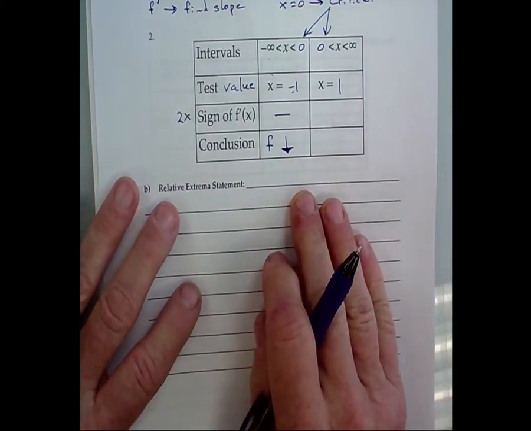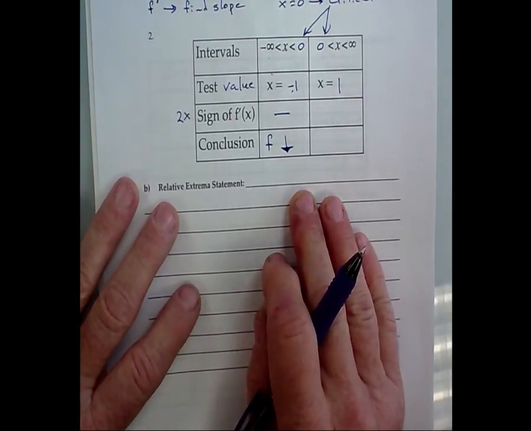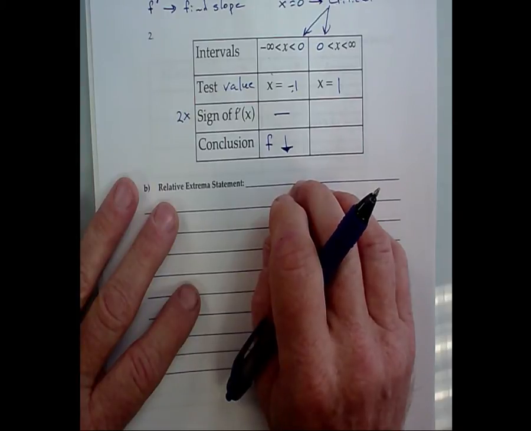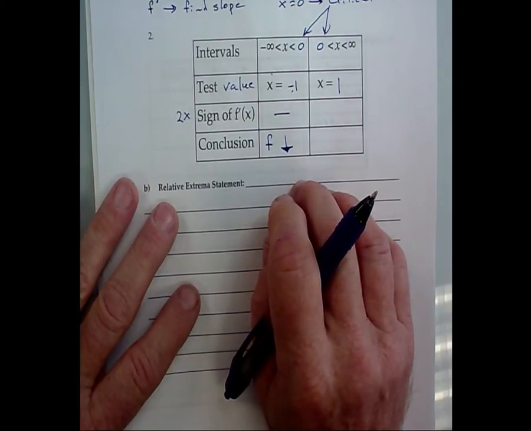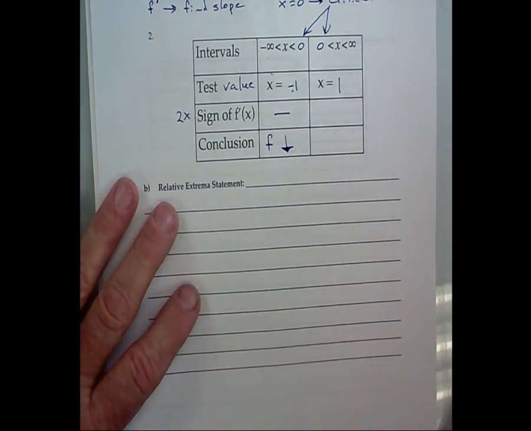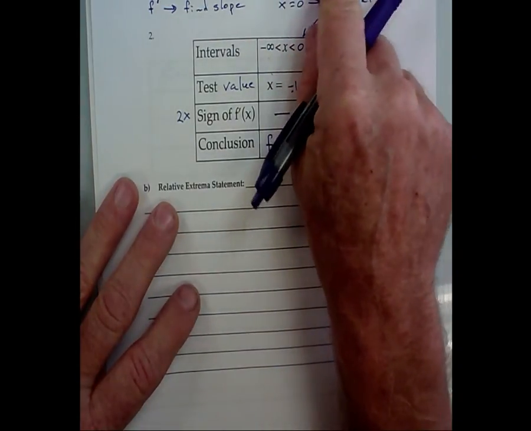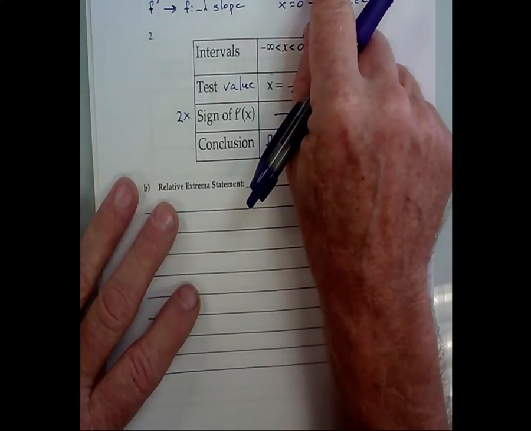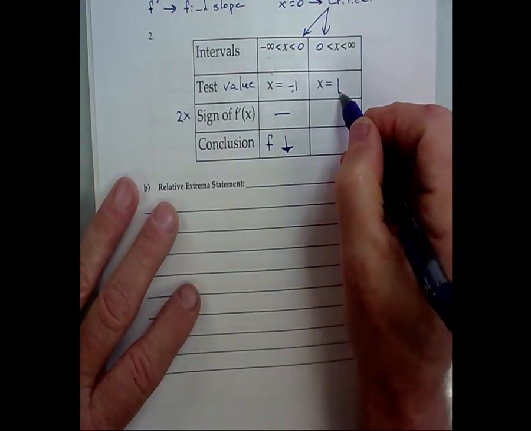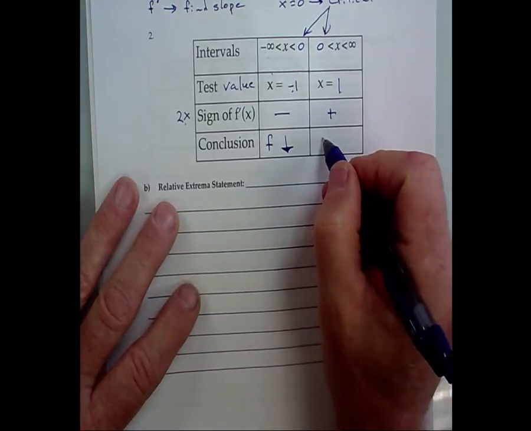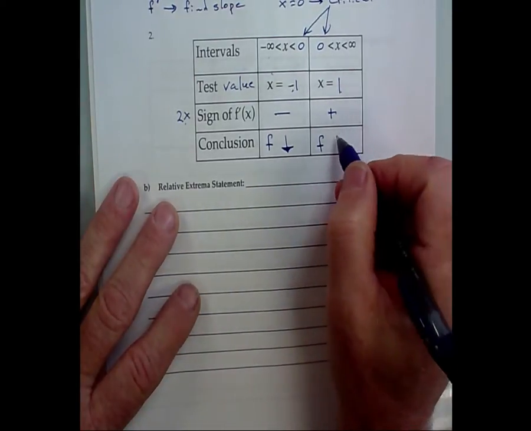Now, this chart is for your organization. You cannot use the chart as a justification. You can use it as a way to gather your information. They're going to look at the chart, but they're not going to give you credit for it as part of where it says justify your answer. Does that make sense? So when I put 1 into the derivative, it becomes what, Madeline? Positive. Okay? And so that means f has got to be doing what? Increasing.